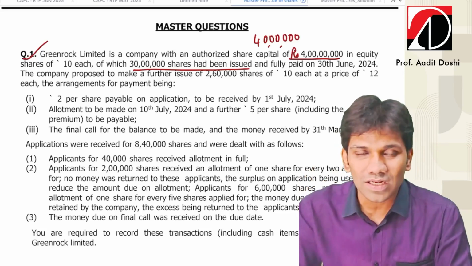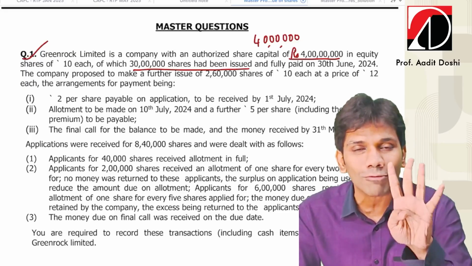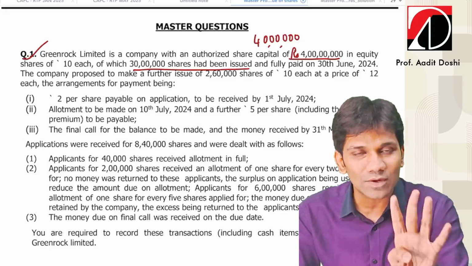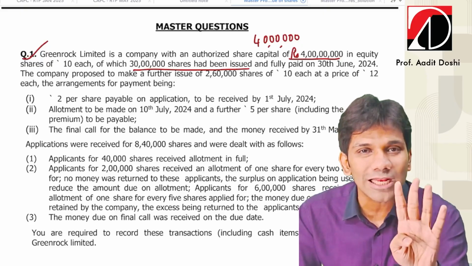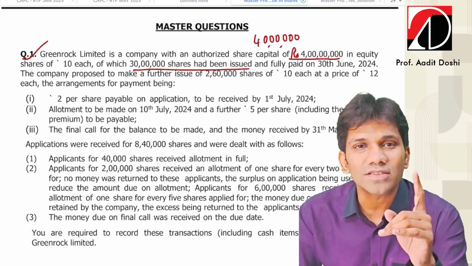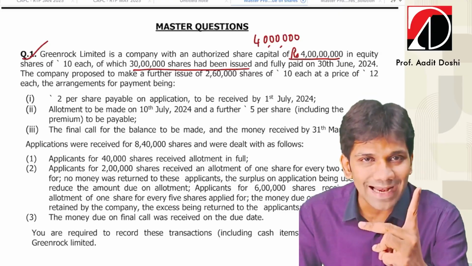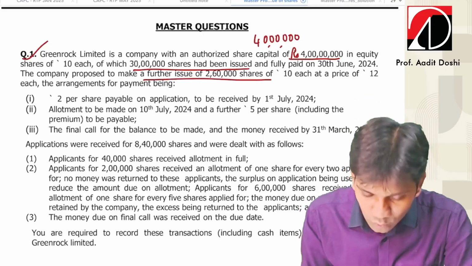So the story is like this. Company has 4 crore rupees equity shares of rupees 10 each. So basically company has 40 lakh shares of rupees 10 each. Out of that, 30 lakh shares have already been issued. So how much can the company issue more? 10 lakh shares. The company proposed to make a further issue of 2,60,000 shares.